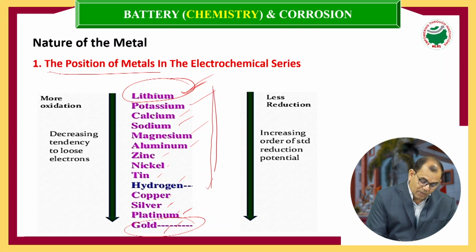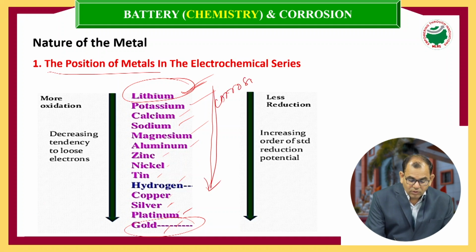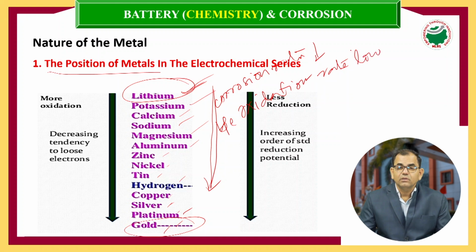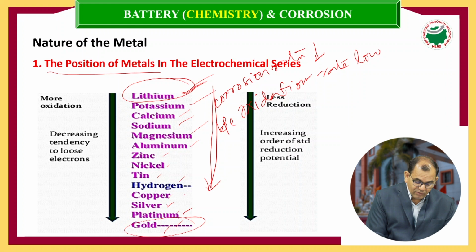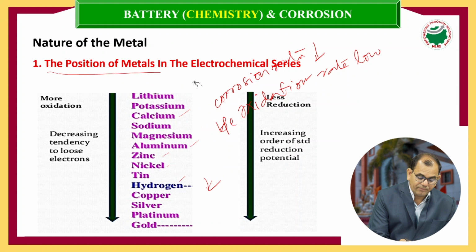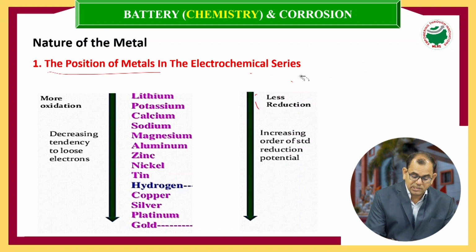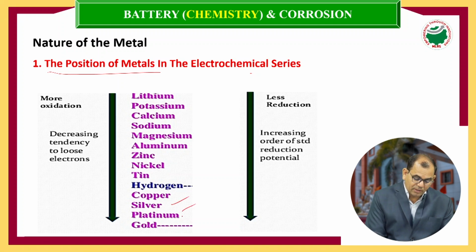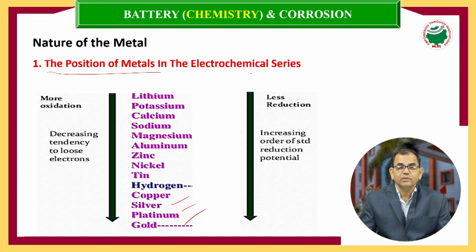From top to bottom, the corrosion rate is decreasing because the oxidation rate is low. Now here silver, platinum, and gold are there. We call them noble metals, like the noble gases: helium, neon, argon, krypton, xenon. So silver, platinum, gold are the noble metals.